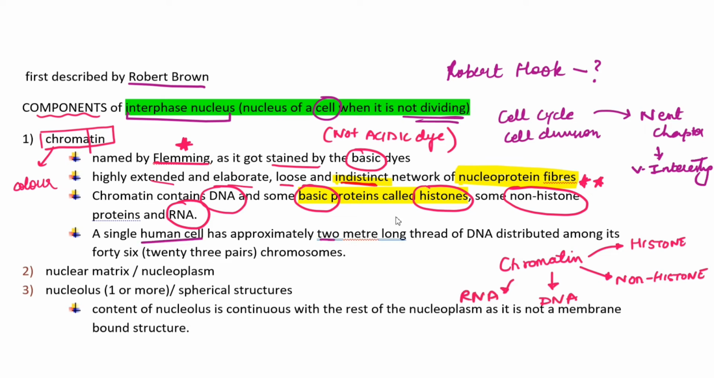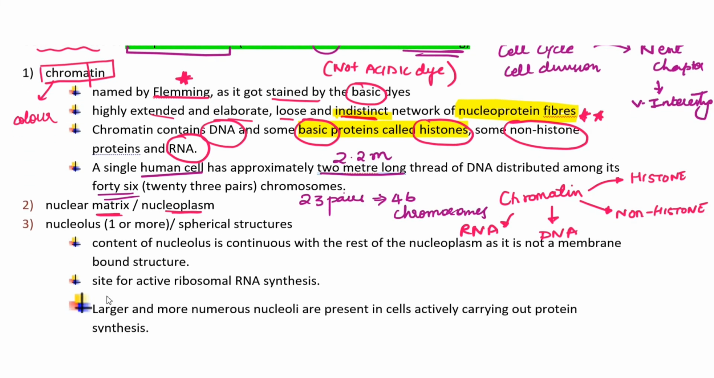So a single human being, we know, has 2.2 meters of DNA in each cell. That is distributed among its 46 or 23 pairs of chromosomes. Understood? We already know this basic information that we have 23 pairs or 46 chromosomes in each cell. Next structure of the interphase nucleus is the nuclear matrix or nucleoplasm. Next is the nucleolus. There can be one or more in each nucleus and it is a spherical structure, remember.